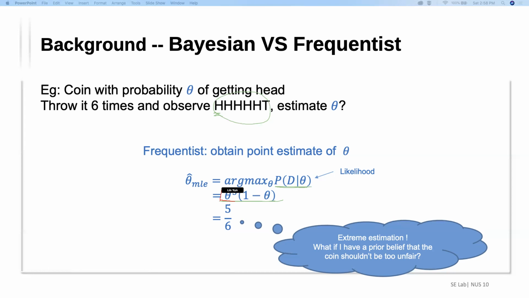Given the probability of theta, if we would like to have these observations, the formula of this probability is theta to the 5 times 1 minus theta. Given this formula, we would like to maximize this value. So we want to find for what kind of theta observing this particular observation is the most likely. Then we use calculus. We know that when theta equals 5 over 6, this formula takes the maximum value. So that's the idea of maximum likelihood estimation.